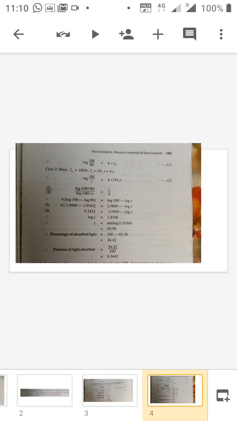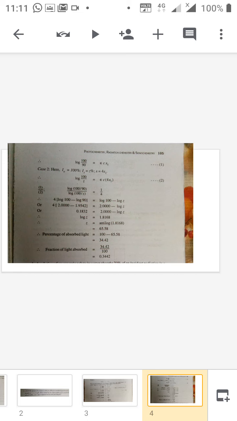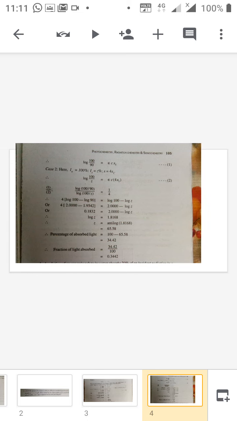But we have to find out the percentage of the absorbed light, so we have to reduce this value from 100. So 100 minus 65.58 is equal to 34.42. And for the fraction of the light absorbed, we have to convert this value in terms of 100. So 34.42 divided by 100 is equal to 0.3442.